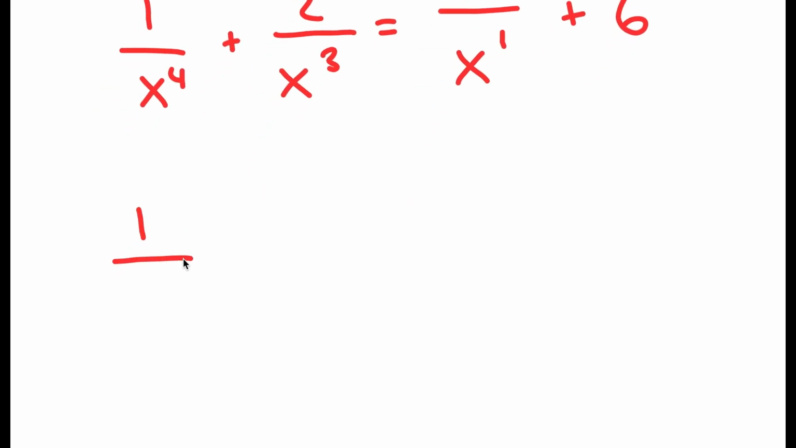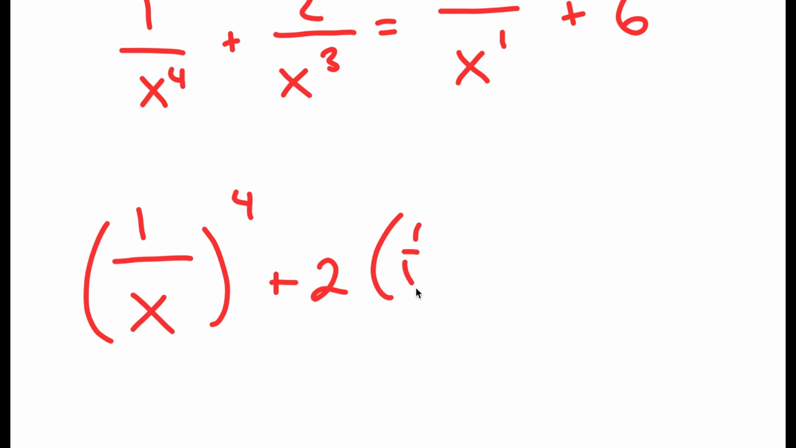Now from here, 1 over x to the power of 4 I can rewrite as 1 over x, all to the power of 4, because 1 to the power of 4 is just 1. So this is the same thing. And 2 over x to the power of 3 I can rewrite as 2 times 1 over x to the power of 3. And this is equal to 1 over x plus 6.